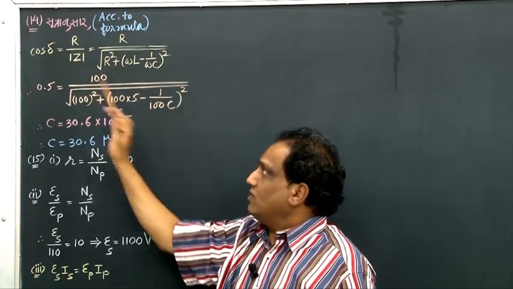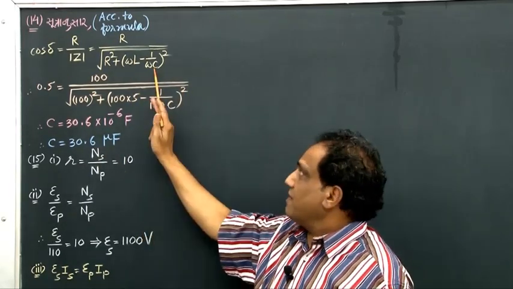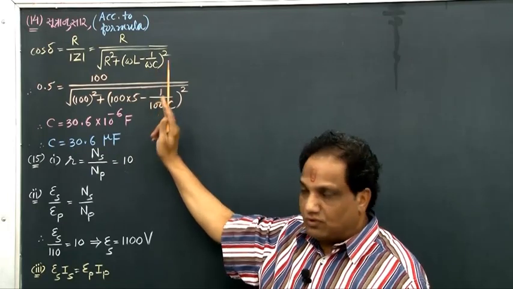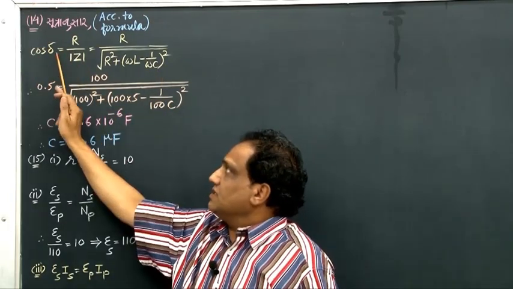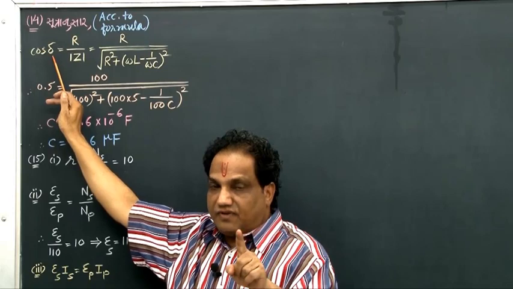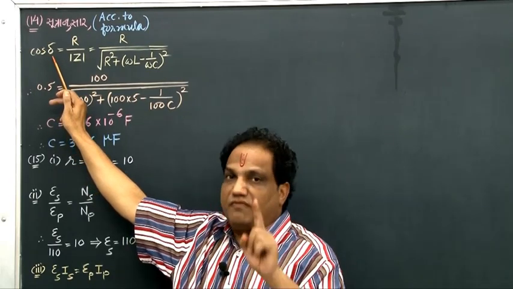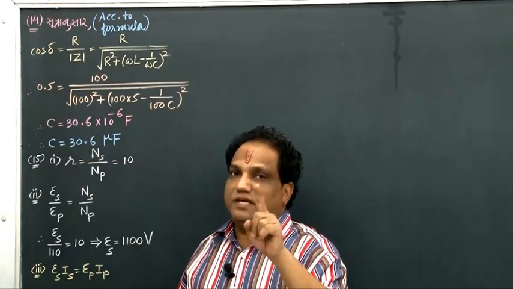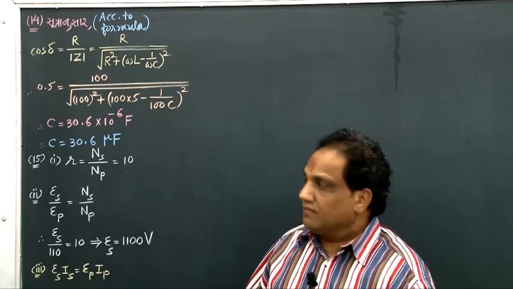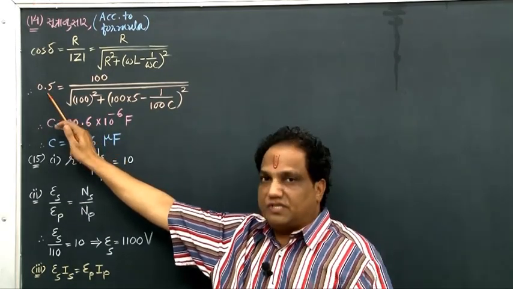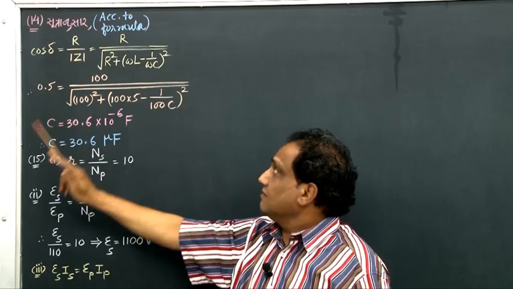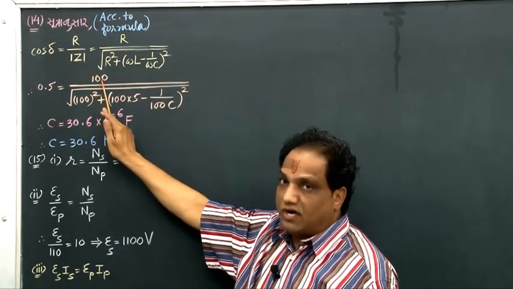Now here all the values are given except capacitance C, which we have to find out. What is cos delta? Delta means the phase difference between voltage and current. But when I am asking for cos delta, its name is power factor. And what is the power factor given in the statement? 0.5. The resistance is given as 100 ohms.